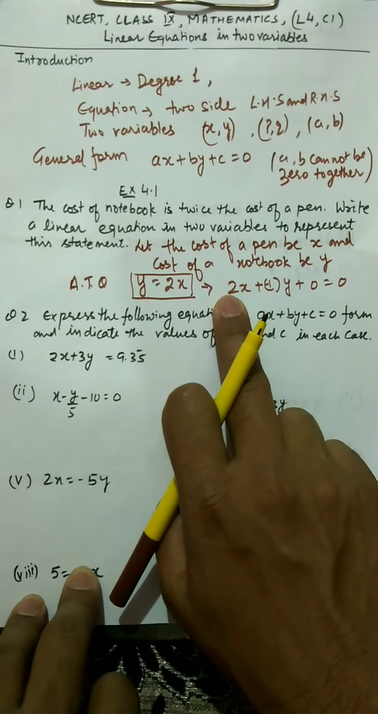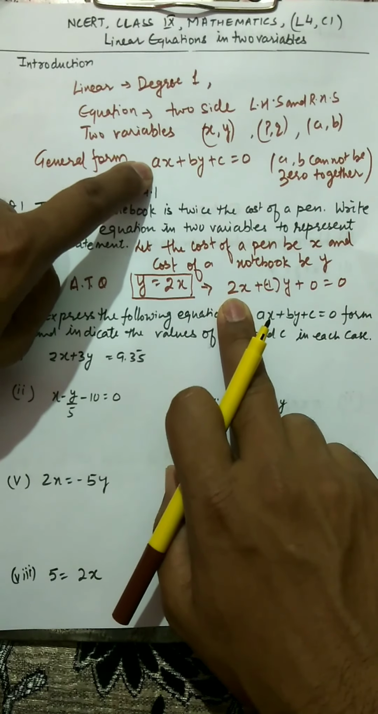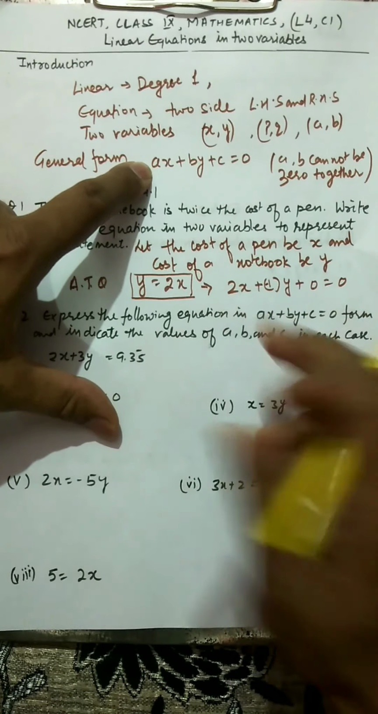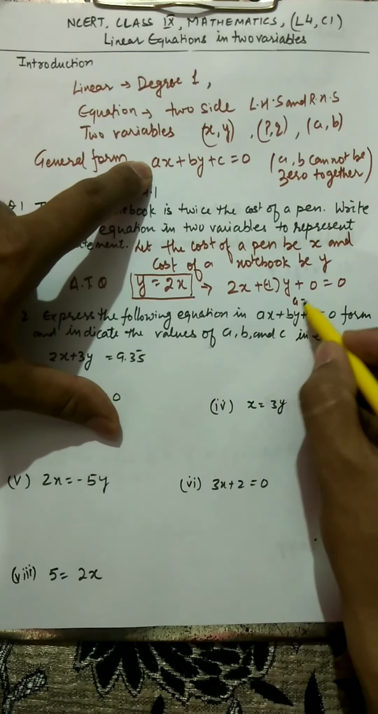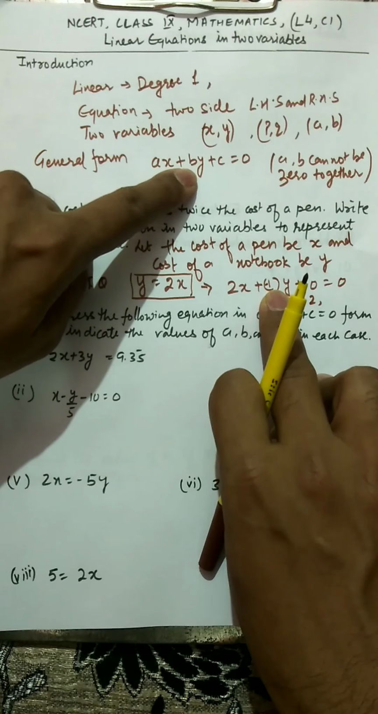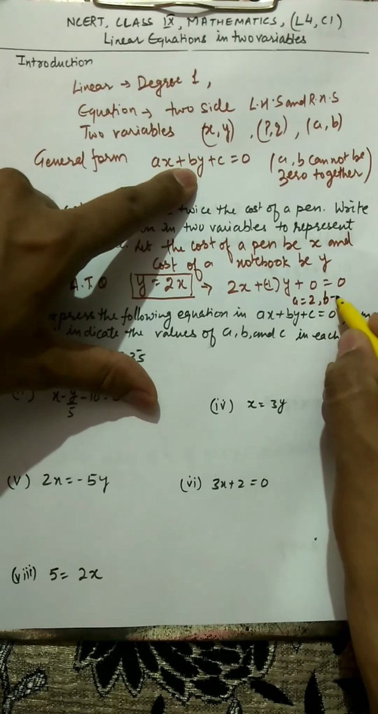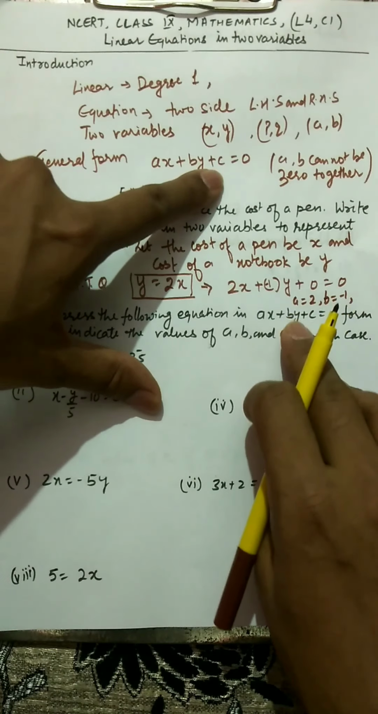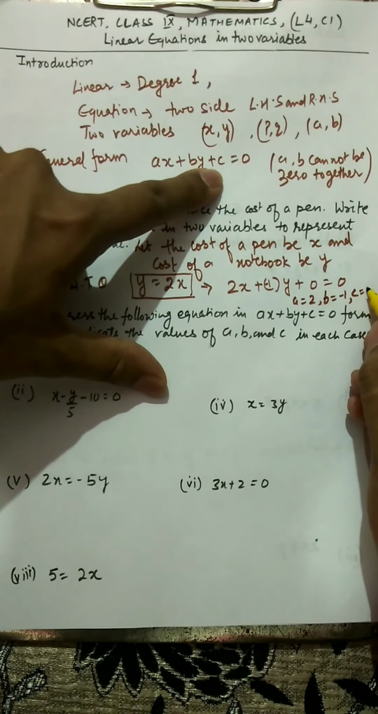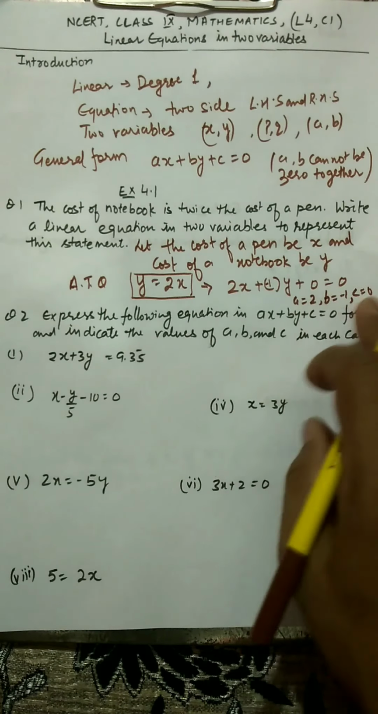Here, if I ask you what is the value of a, see, the coefficient of x is a, and here the coefficient of x is 2, so the value of a is 2. I am mentioning this here: a equals 2. The coefficient of y is b, and here the coefficient of y is minus 1, so b is minus 1. Then for the constant c, here there is nothing, so we can write 0. So your c is equal to 0. This way you can convert the equation into the general form and find the values of a, b, c.